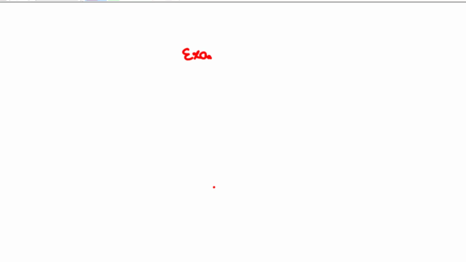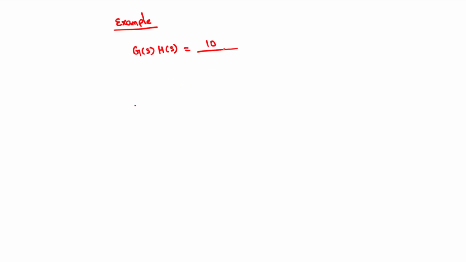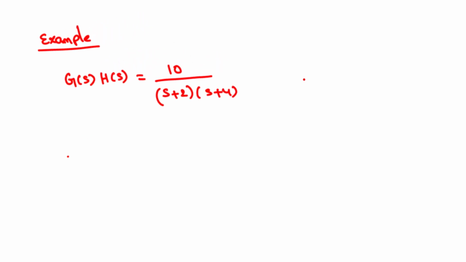Okay, based on the Nyquist plot, let us solve a simple example where we will see how it is working. Let us take the open loop transfer function G(s)H(s) as 10 by (s plus 2) into (s plus 4). As per the rule of thumb, we need to know three parameters. First of all, we need to draw the polar plot.